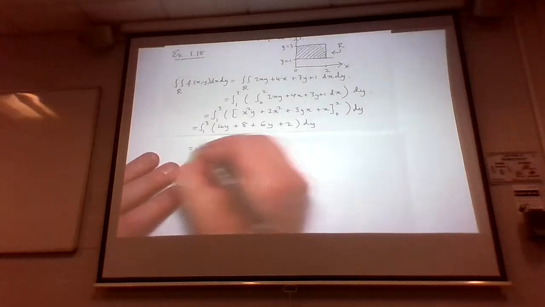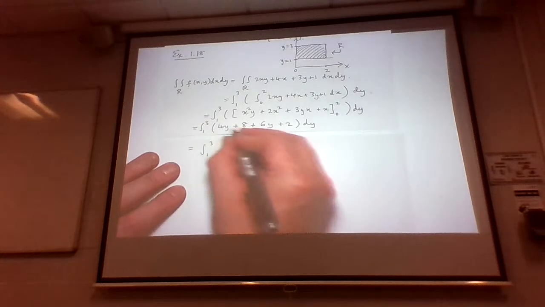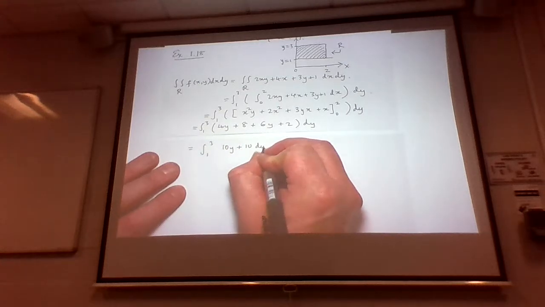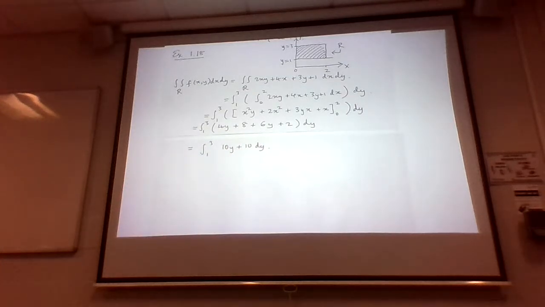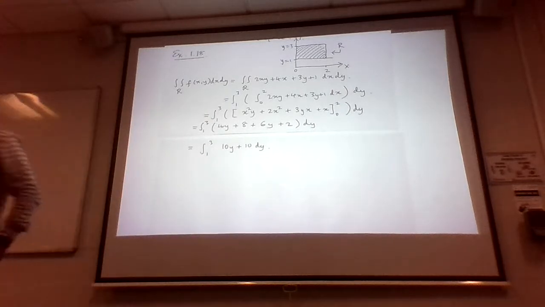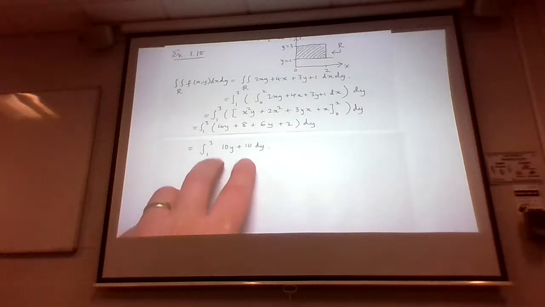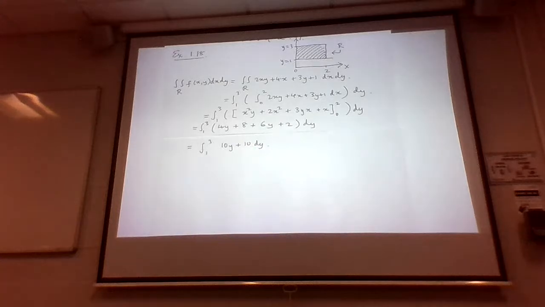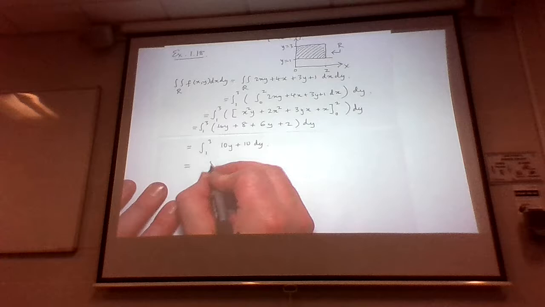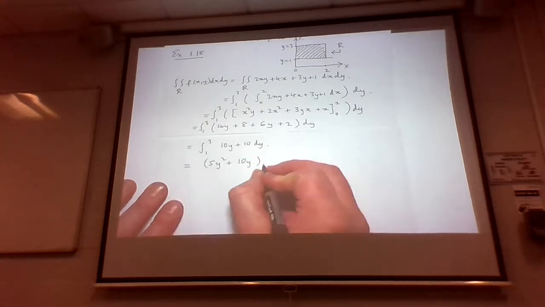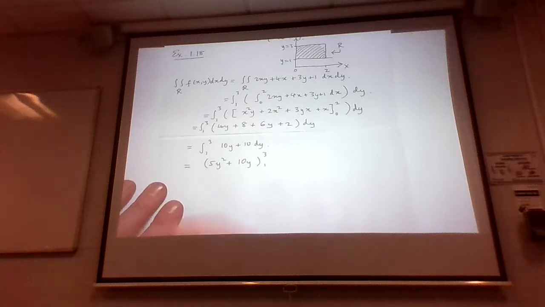So as expected, the result of that inner integration is a function of y: 10y plus 10. Four and 6y, 8 and 2. So the value of the inner integral does indeed depend on the y value. It's equal to 10y plus 10. But then this finally looks like something we can integrate: 5y squared plus 10y, all evaluated at 1 and 3 for y.